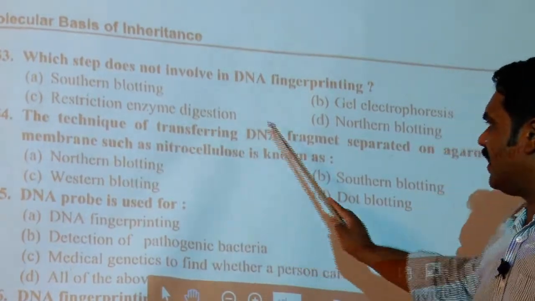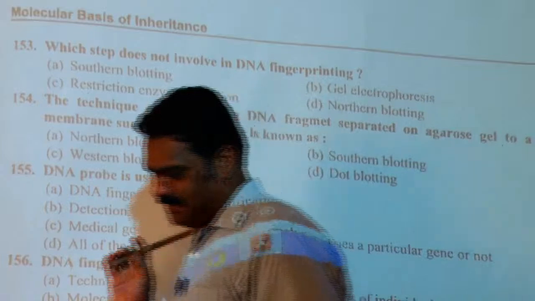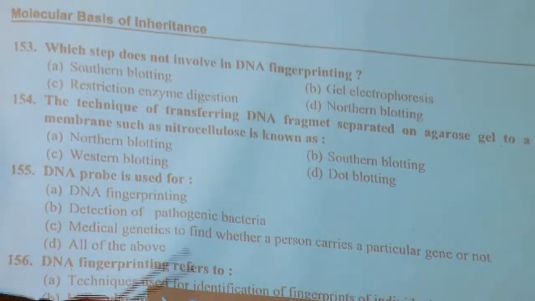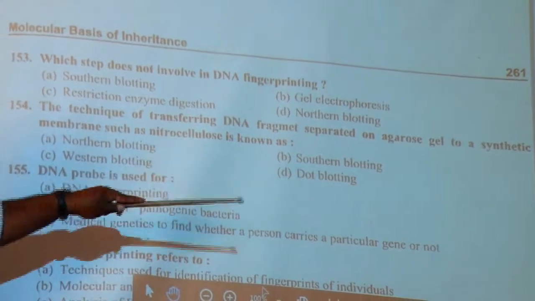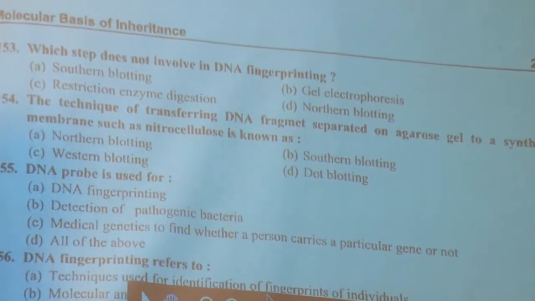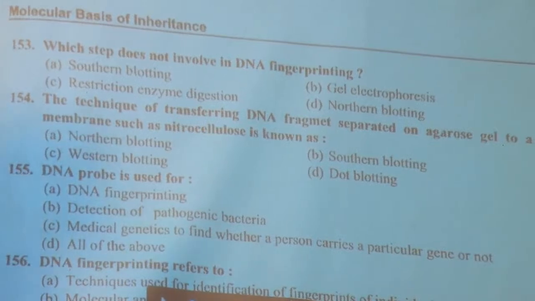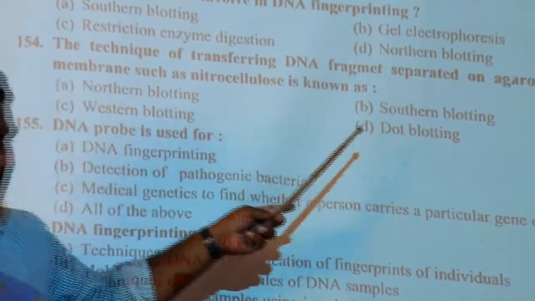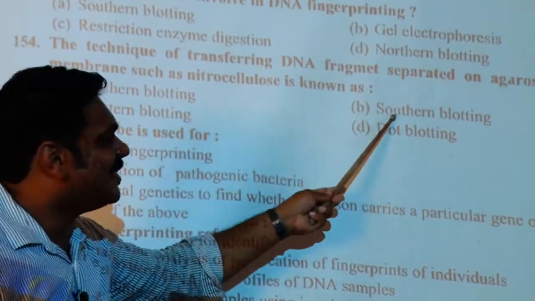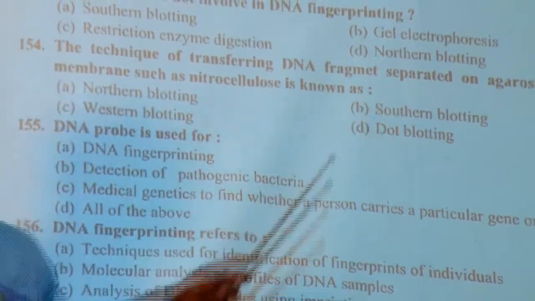The technique of transferring DNA fragments separated on a gel to a synthetic nylon membrane is known as what? Shifting from here to here is called. Straight answer: northern blotting, western blotting, southern blotting, dot blotting. What, dot blotting? This is the southern blotting technique.